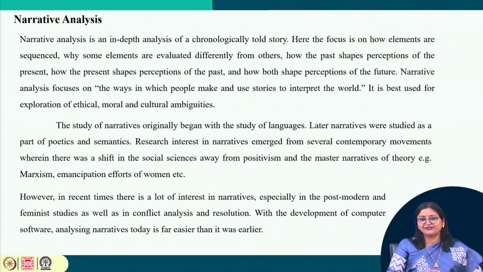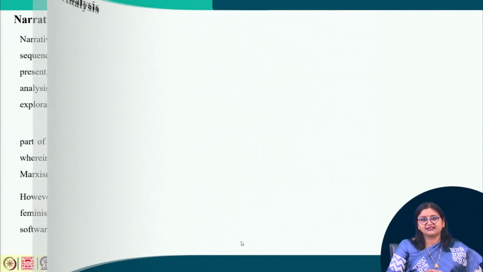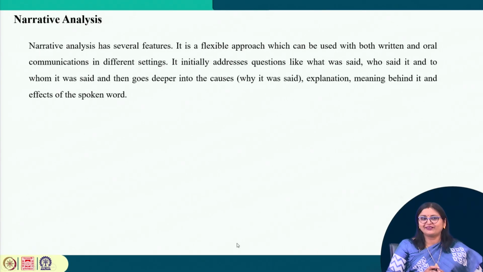So, when I was watching Dhurandhar, I decided that yes, this is a good example of narrative analysis which can be taught or taken as an example in our classes, and for those who have not seen it, go and watch, and you can understand how narration can be given from chapter 1 to chapter 10. And this narrative analysis has several features. It is a flexible approach which can be used with both written and oral communication in different settings, also in the form of movies.